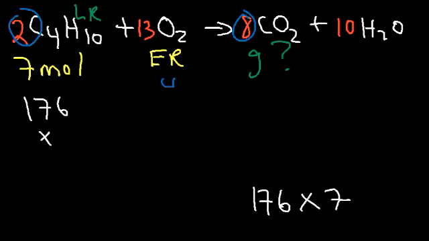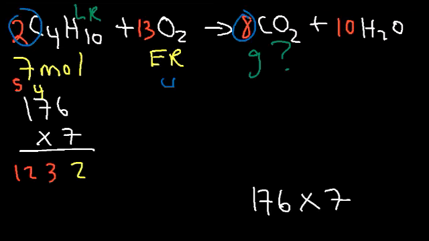So 176 times 7. 6 times 7 is 42. And 7 times 7 is 49. Plus the 4, that's going to be 53. 7 times 1 is 7. Plus 5, that's 12. So 176 times 7 is 1,232. Let's confirm that answer with the calculator. And that is correct.